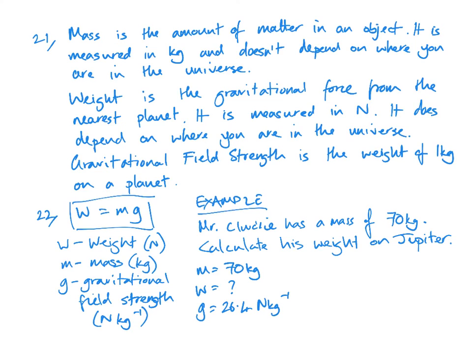So from the data sheet, G is 26.4 newtons per kilogram. And write out the formula, it's an easy one, that's no reorganising. And get your calculator out. And it's 1,848 newtons. Strictly speaking, remember significant figures. Try and give it to 3 significant figures. So it should really be rounded up to 1,850 newtons.